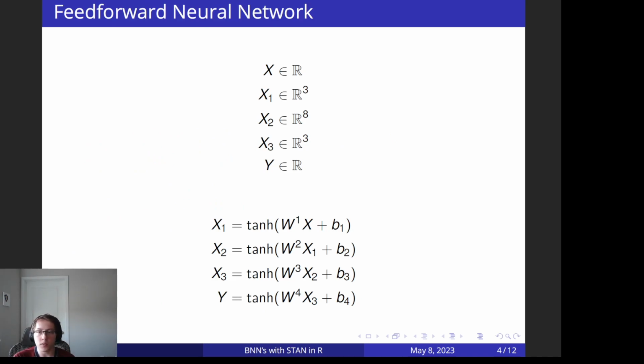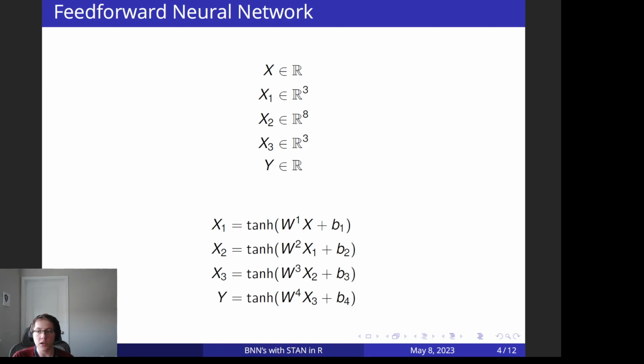Specifically for my problem, I had 3 hidden layers with 3 nodes, 8 nodes, and 3 nodes. And then, of course, it was univariate regression, so I had one input and one output. The way each layer is linked is with a nonlinear function applied to a linear combination. So we have these W weights and B biases. Think slopes and intercepts of linear regression, and then we just get the next layer by taking the tanh of that previous linear combination. Combining all of these gives a very complicated function, but it has some nice properties.